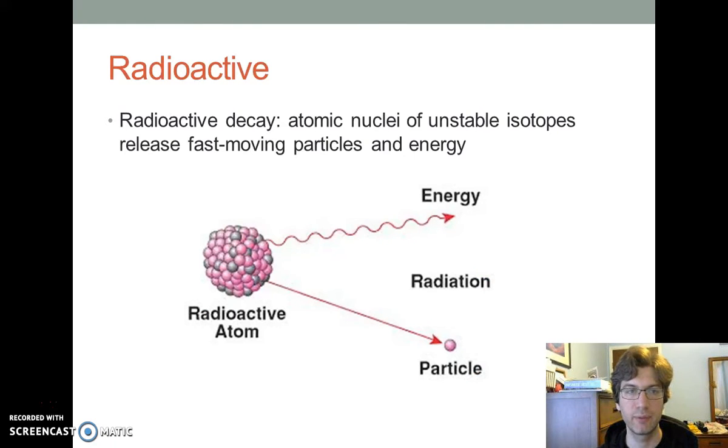Radioactive decay, or radioactivity, is what we're going to refer to it as. This is when the nucleus of our atom is so unstable that it is just going to start falling apart. It's going to release a fast-moving particle, and in doing so is also going to release a lot of energy with that. So there are different types of radioactive decay, but all of them are going to revolve around the release of a particle and energy from an unstable nucleus.